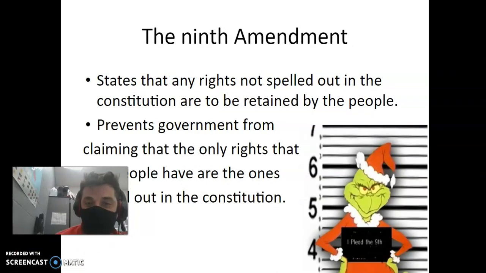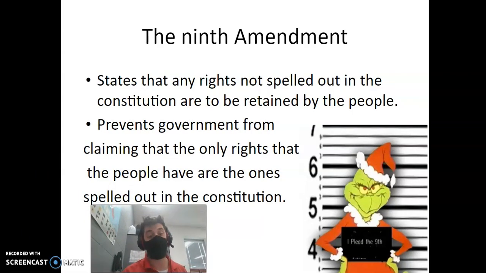The Ninth Amendment states that any rights not spelled out in the Constitution are to be retained by the people. Us. So basically, if we forgot to put anything in here, we're just going to add this on the end to protect us.